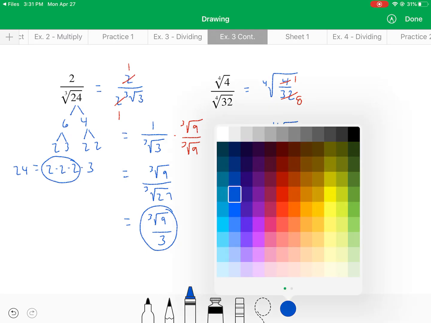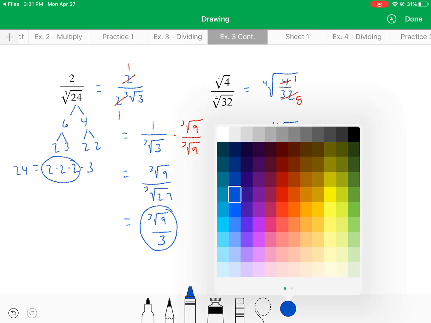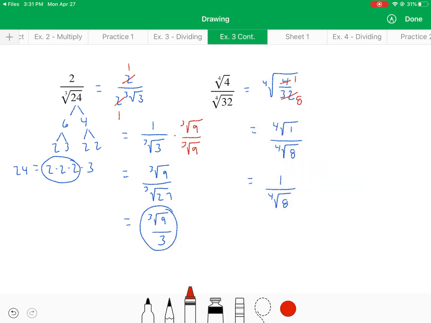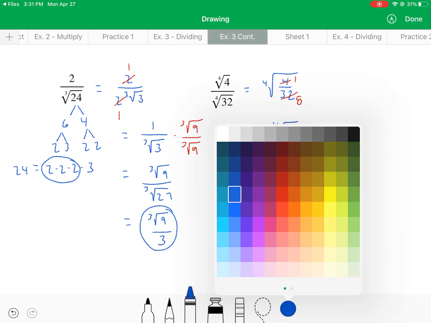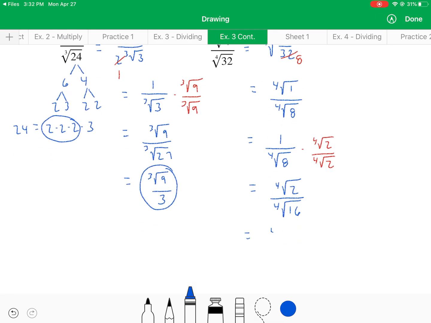Okay. Now I can simplify. 4th root of 1 is 1 divided by the 4th root of 8. That doesn't simplify, and this is where I try to rationalize. Same as the previous slide, you have the 4th root of 8 in the denominator. If you just multiply it by the 4th root of 2 over the 4th root of 2, you'll create a perfect 4th power in the denominator. Okay, so this is going to simplify. 4th root of 2 over 4th root of 16, which becomes 4th root of 2 over 2. Simplified.